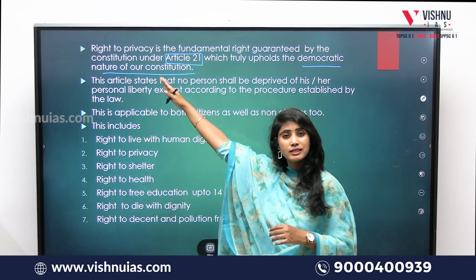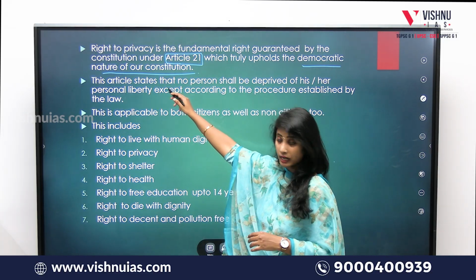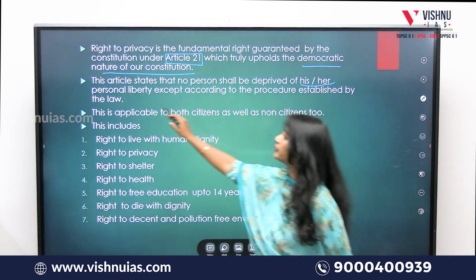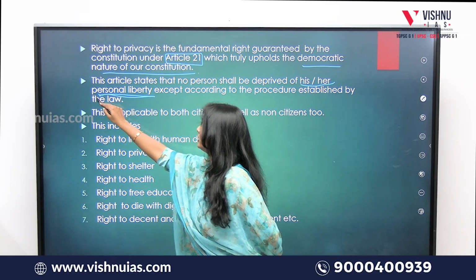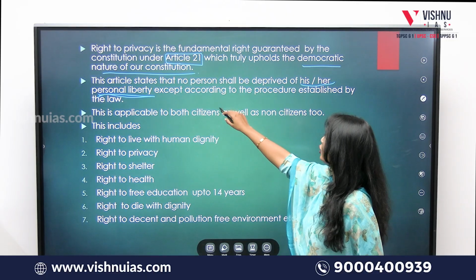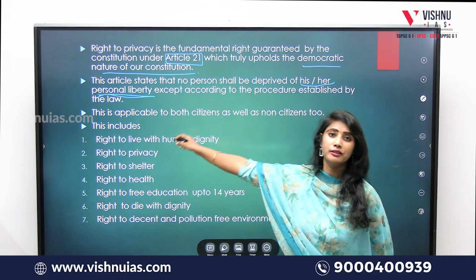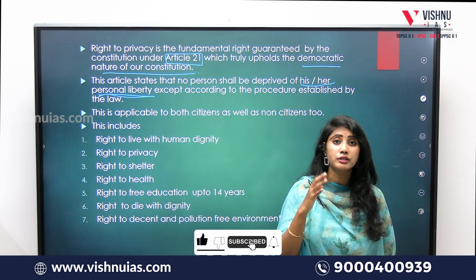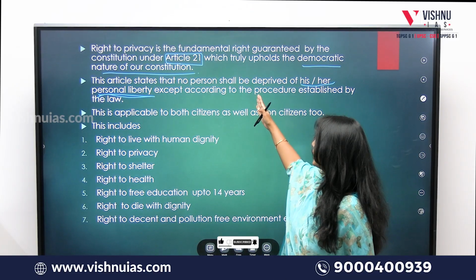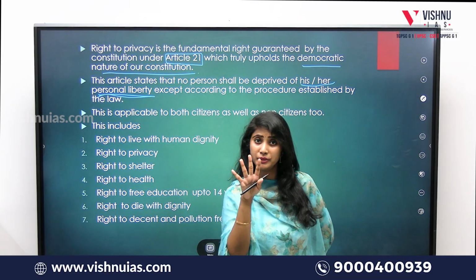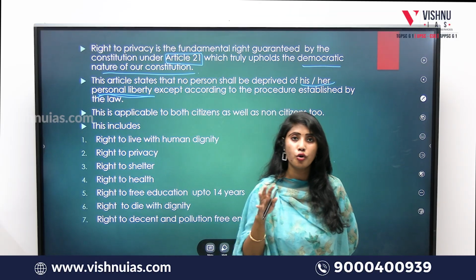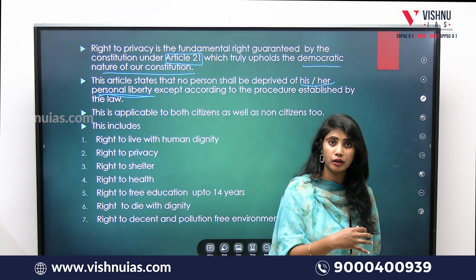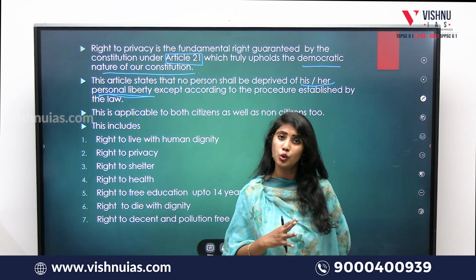Now let's see what this article states. This article states that no person shall be deprived of his or her personal liberty, very, very important, personal liberty, except according to the procedure established by law. No person should be deprived of his or her personal liberty except by a law that has been made by the Parliament only. Other than that, none of us is authorized to take away the personal liberty of any of the persons in this whole country.